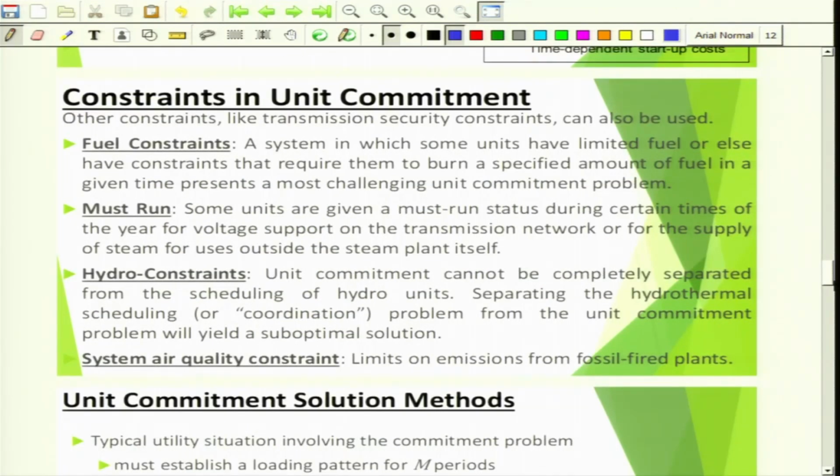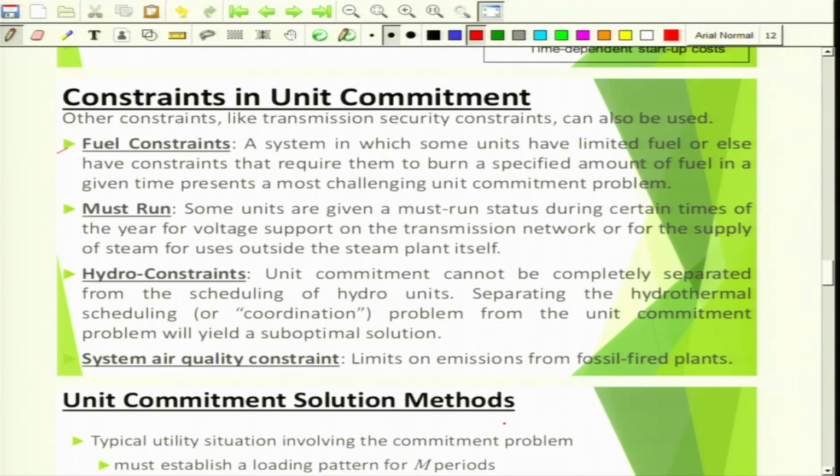There are some other constraints also, like transmission security constraints. Fuel constraints, this is practical. Sometimes fuel constraints mean there is a limitation in the fuel supply. We also hear this news, many thermal power plants, the coal supply is not available, then you cannot generate power if you do not have fuel at all, right? That is one of the constraints.